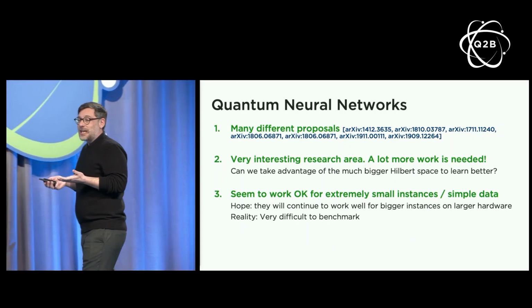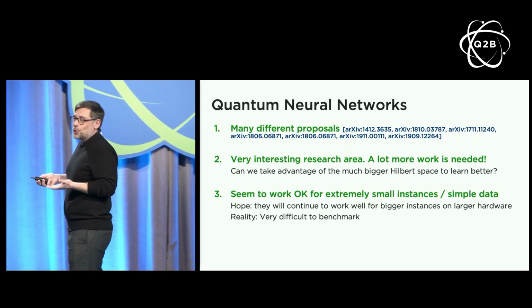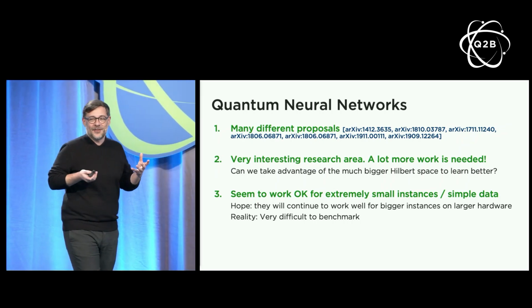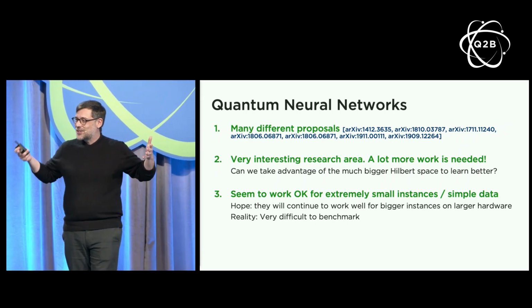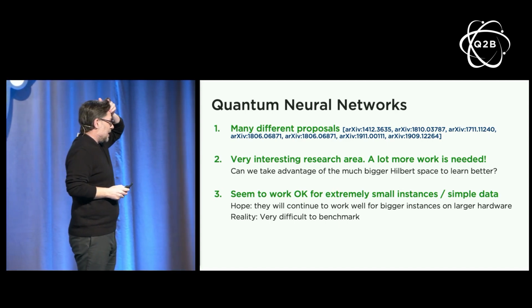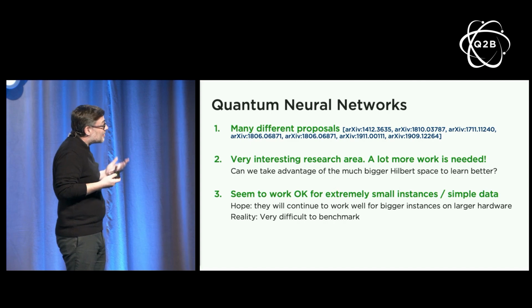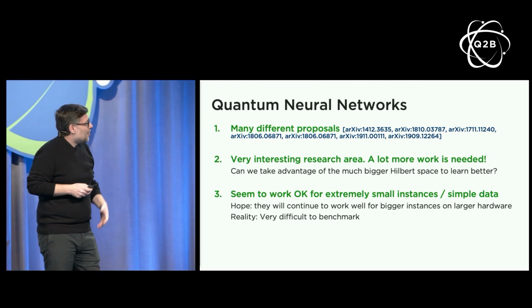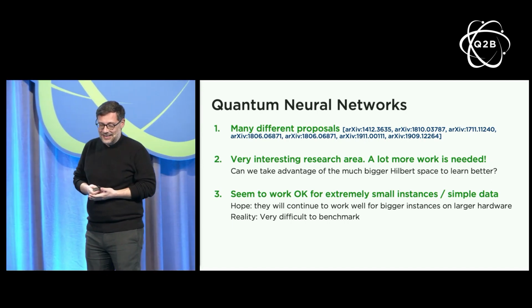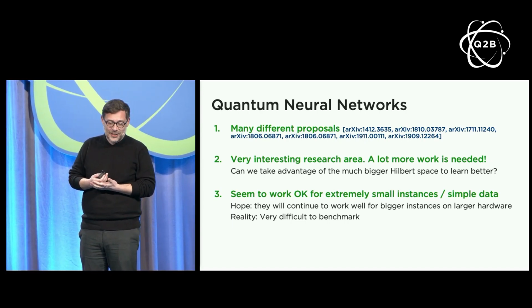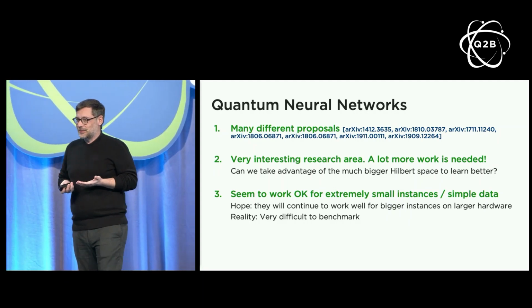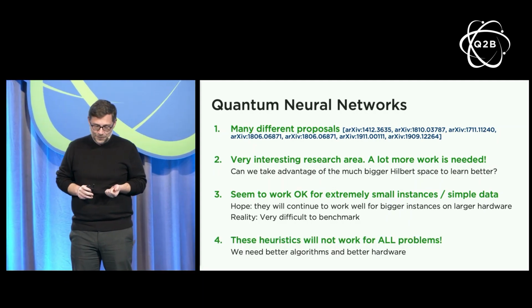They seem to work okay for extremely small instances. This is good news in the sense that if you couldn't even make them work for very tiny inputs, then the hope that they will work when you scale them up would not be great. So they do work okay for small instances and simple kinds of data sets. The hope is that they will continue to work for bigger instances and larger hardware. As I said, it's very difficult to benchmark because we're missing the hardware when it comes to these heuristics.